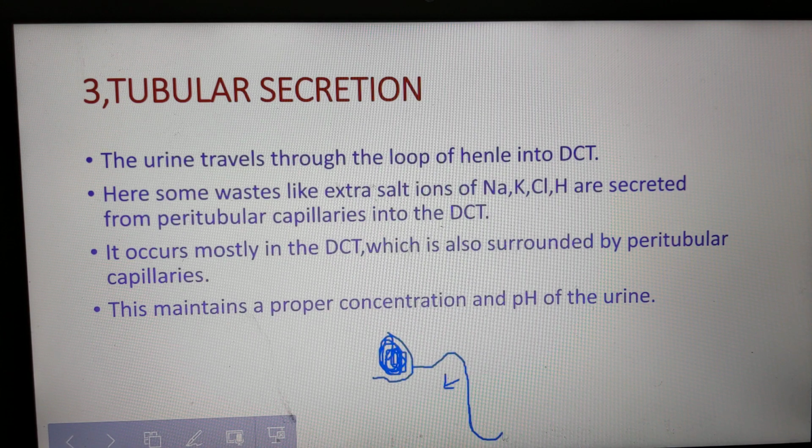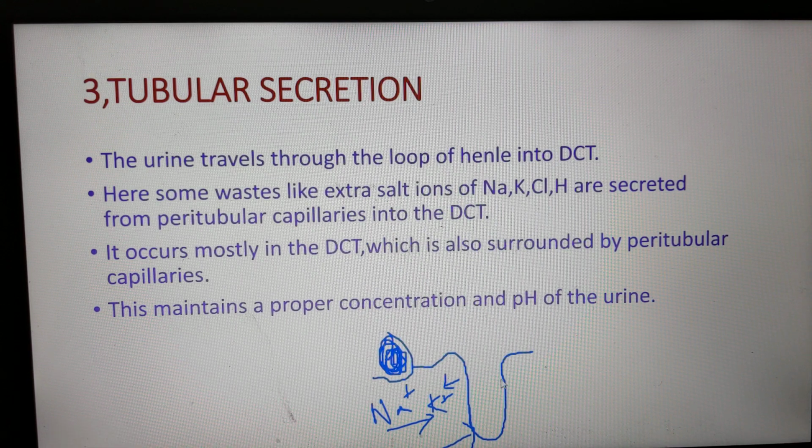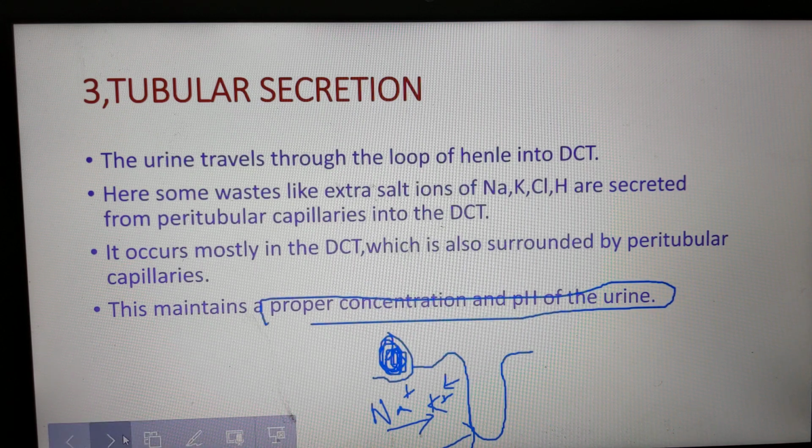Now the urine passes through the loop of Henle and the distal convoluted tubule. Here some extra ions like sodium, potassium, hydrogen and chlorine are secreted into the distal convoluted tubule. The distal convoluted tubule helps in the concentration of the urine and the maintenance of pH.